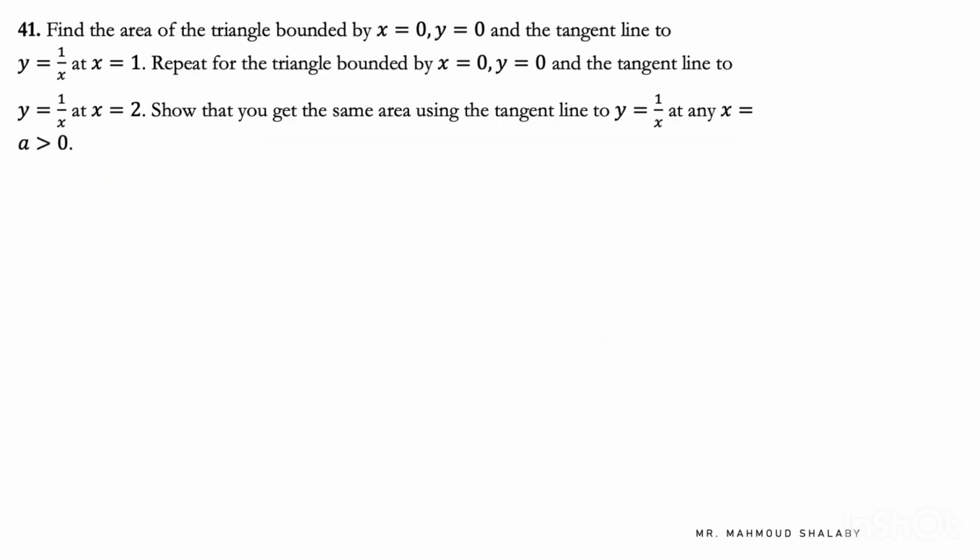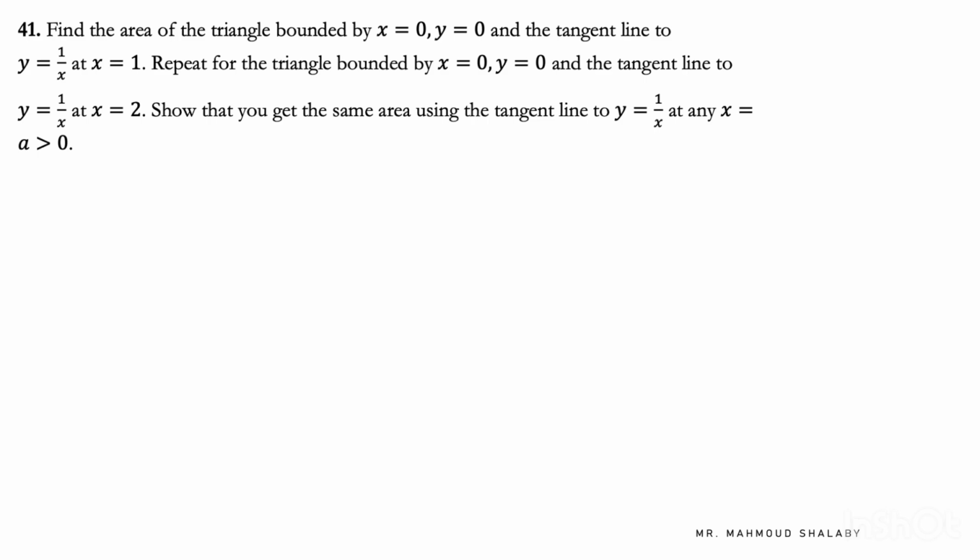Alright, this is question 41. Find the area of the triangle bounded by x = 0, y = 0, and the tangent line to y = 1/x at x = 1. So this is the starting part of the question, and then he will ask me to repeat this for another triangle, but let's stop at this point here and solve this question.